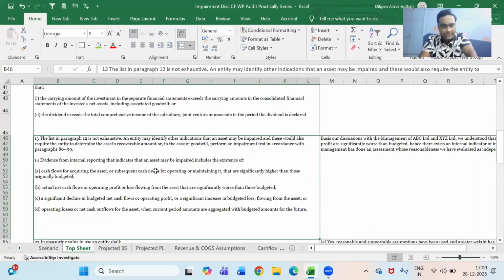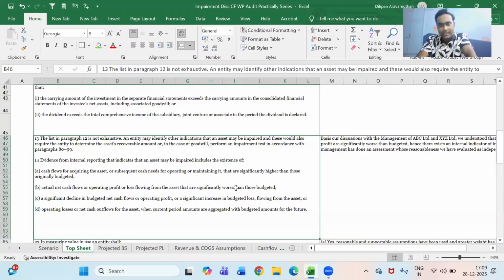But if you come to the next set of points, basically in paragraph 14, it is saying whether the cash flows are significantly higher than those originally budgeted for acquiring the asset. This is also not applicable because this is an investment. This point A in paragraph 14 is from a property, plant and equipment perspective. Or whether the actual net cash flows or operating profit or loss flowing from the asset are significantly worse than those budgeted.